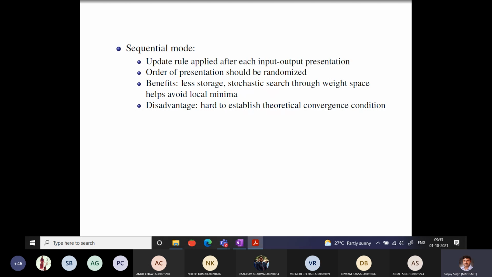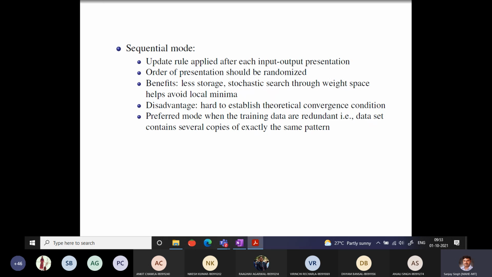And the disadvantage is that it's hard to establish theoretical convergence conditions when you go sequential mode. But also we have already discussed that it is a preferred mode when the training data are redundant. That is, data sets contain several copies of exactly the same pattern. Why is it useful for that? Because multiple same copies are there, so you don't subject all those similar copies to training. You subject only one, but this you can't do in case of batch mode. In batch mode, the entire batch has to go. You don't worry about whether redundancy is there or not.